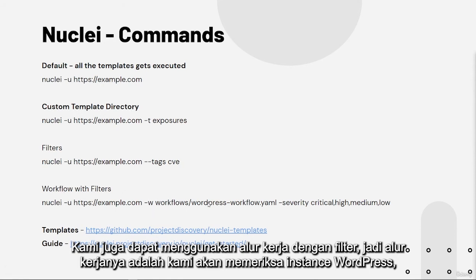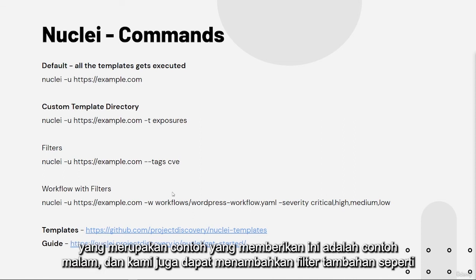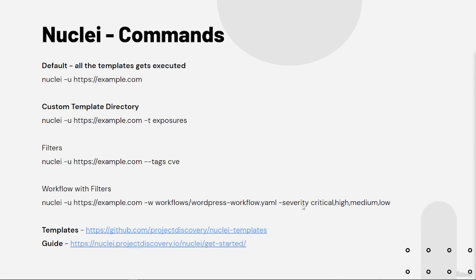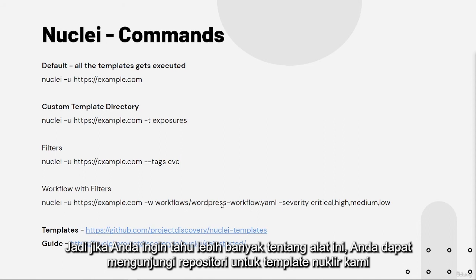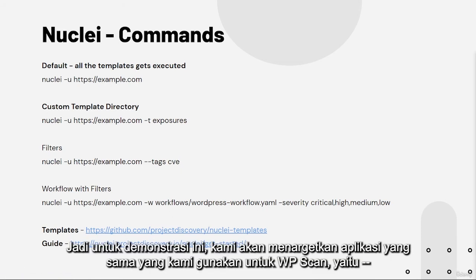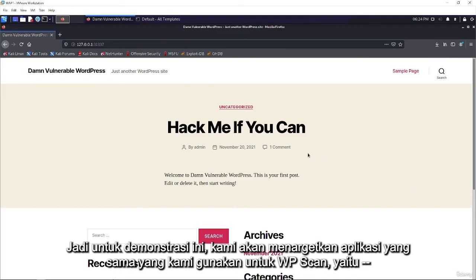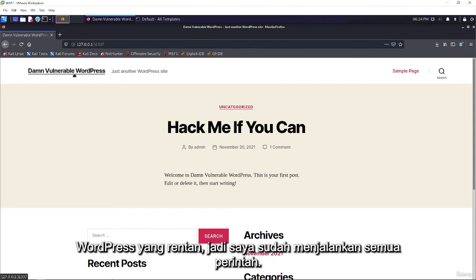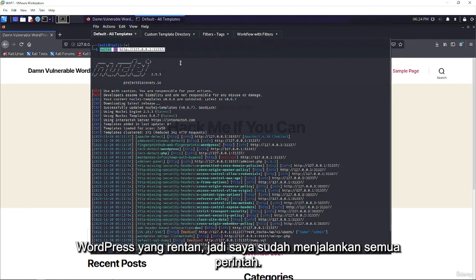So the workflow is we will check for a WordPress instance, which is example.com for this slide example. And we can also add additional filters like severity. So if you would like to know more about this tool, you can visit the repository for Nuclei templates created by Project Discovery. You can also check the guide on how to use the Nuclei tool. For this demonstration, we will target the same application we used for WPScan, which is the Damn Vulnerable WordPress.